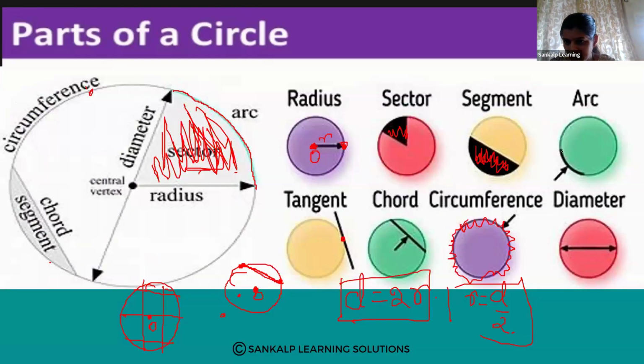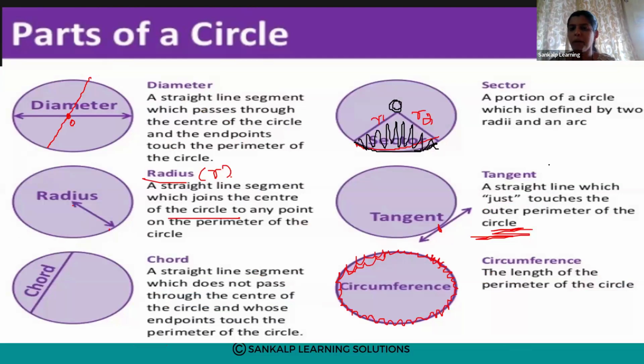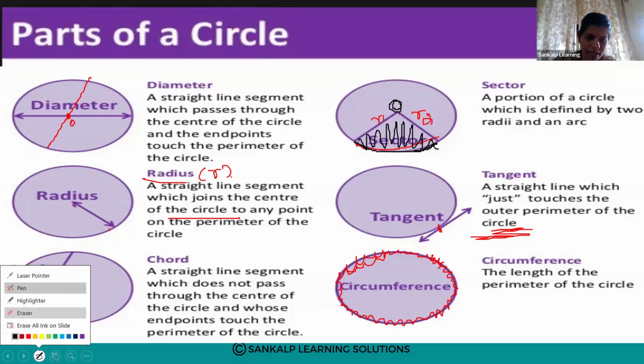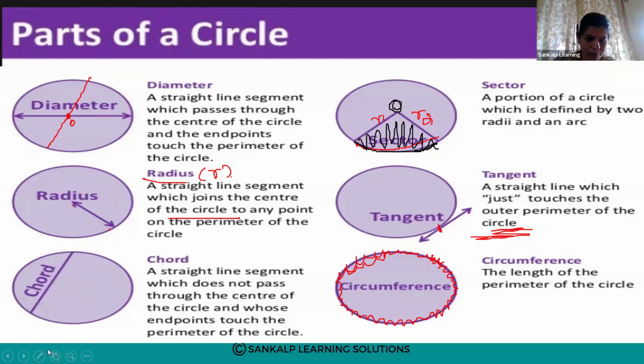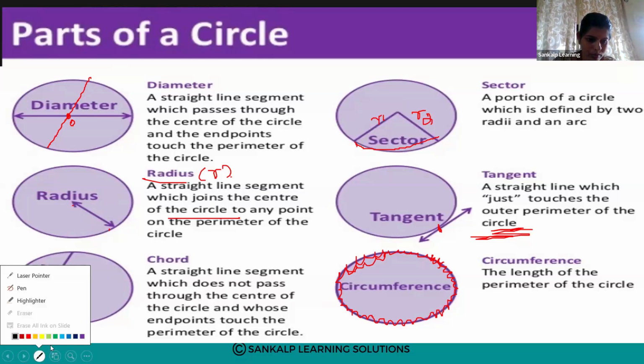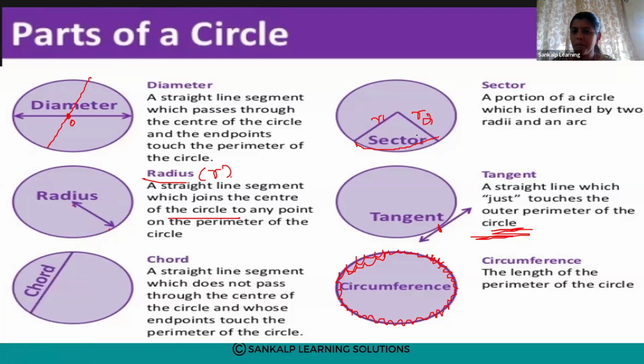Where is the arc? When a portion like this comes, we call it an arc. My dear children, remember that here we are going to observe two types of arc, that is minor arc and major arc. Just as in a sector we see minor sector and major sector, like that we are going to see minor arc and major arc.